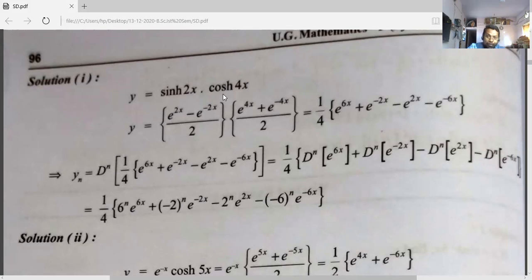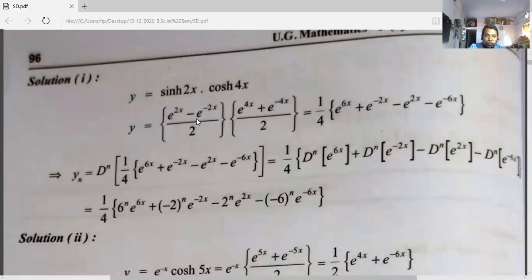Already you know sinh x is equal to e to the power x minus e to the power minus x by 2, that is the sinh x. In place of x, it's 2x. And cosh 4x is there. Here also already you know cosh x you are writing as e to the power x plus e to the power minus x by 2. Replace x by 4x, you will get this.